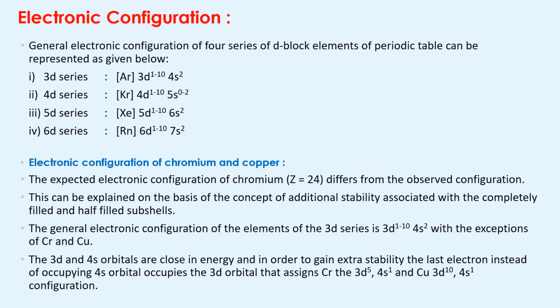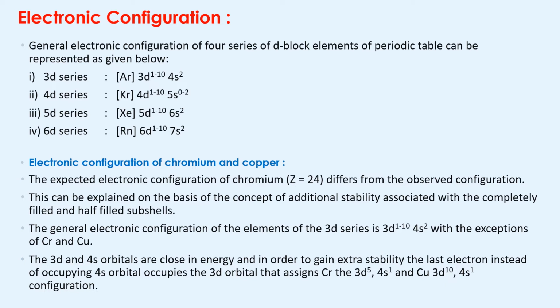That is the expected one, because what is the atomic number? 24. So first you write argon, that is 18. So the remaining are 6 electrons. You arrange them in 4s, where you give 2 electrons, and for 3d you give 4 electrons. So the expected electronic configuration for chromium is argon 3d4 4s2.